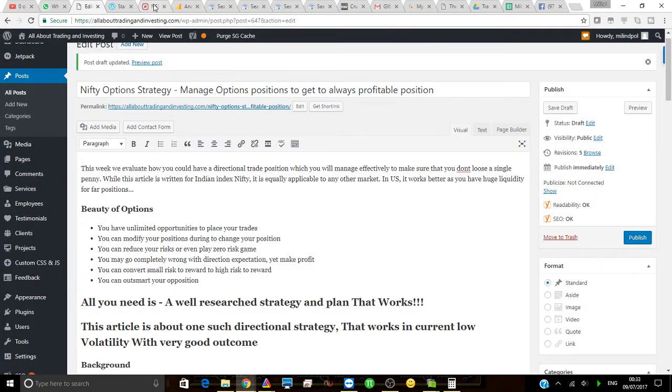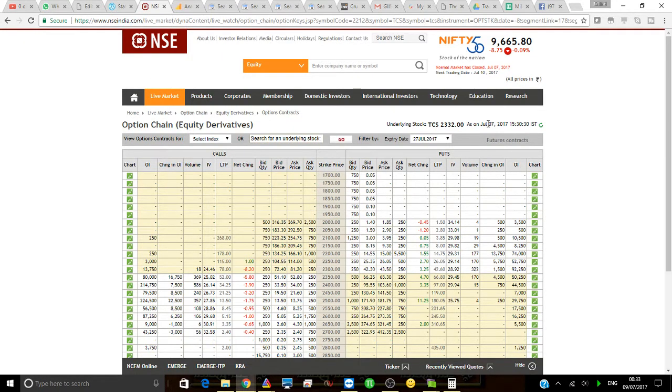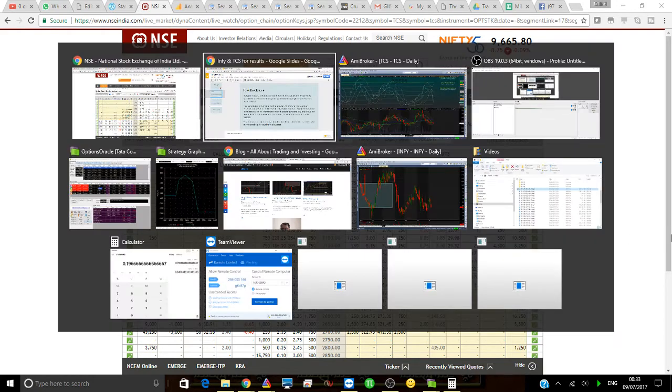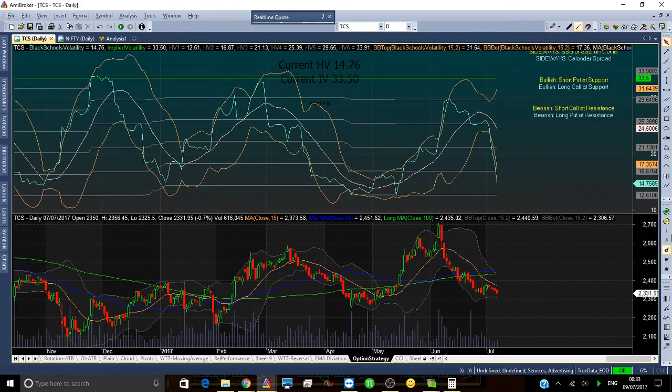Sorry for that. So I would go back here, look at TCS. TCS volatility is near about 25 and 26, which is a little below 29. Still, it makes a case to evaluate.